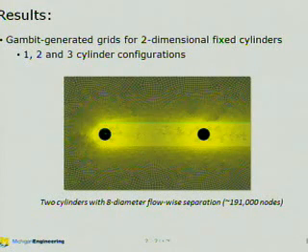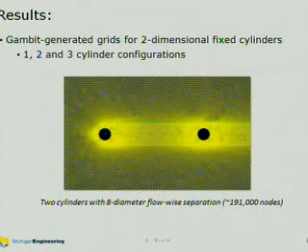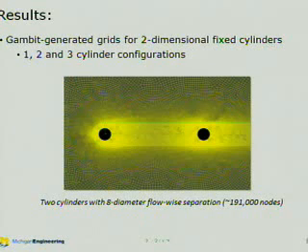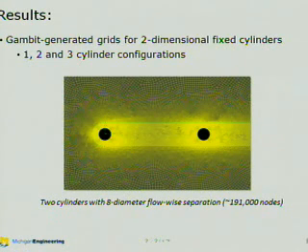And for my results, I started with Gambit to produce numerical representations of the underwater cylinders. I created setups for 1, 2, and 3 cylinders. In this picture here, we see 2 cylinders, which are separated by 8 diameters in the flow direction. The flow domain contains approximately 190,000 nodes.